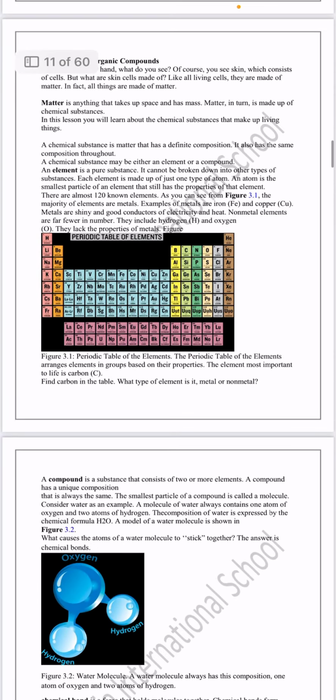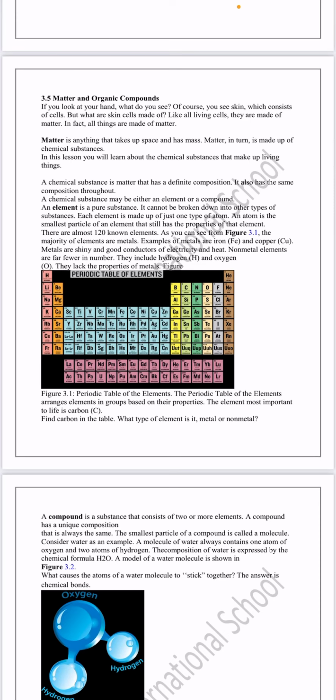The second part is talking about matter and organic compounds. What comes to your mind when I say the word matter? Matter is everything around us that has mass and has volume. And having volume means taking up space. So now we are going to talk about matter and the important compounds found inside living things. First of all, you have to know the main difference between the word compound and the word element.